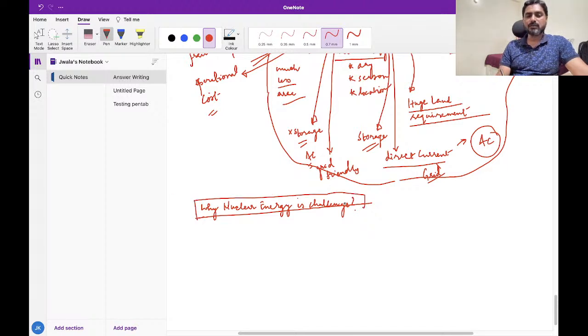There is a body, the Department of Atomic Energy, which had said that by 2020 India should be producing 20 gigawatts of electricity from nuclear sources. But even by 2023, the actual scenario is that we are producing only 6.7 gigawatts of electricity from nuclear. So we have missed the target by a far margin. Why have we not been able to produce a lot of electricity from nuclear energy?